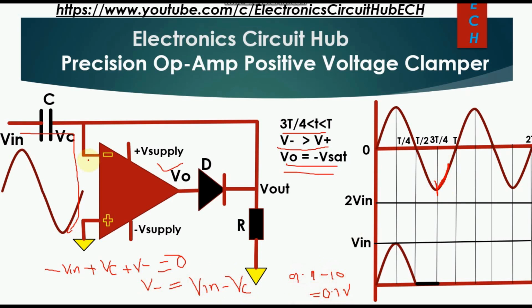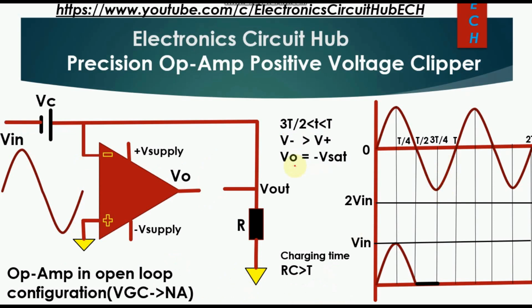Now at this point of time your op-amp again goes towards negative saturation and works in open loop configuration, and now again VGC is not applicable, that means the virtual ground concept is not applicable. Since your charging path for this period is this, and your charging time is very high, the capacitor again will not get charged, but it holds the charge. The property of a capacitor is to hold the charge. So it can hold the charge.